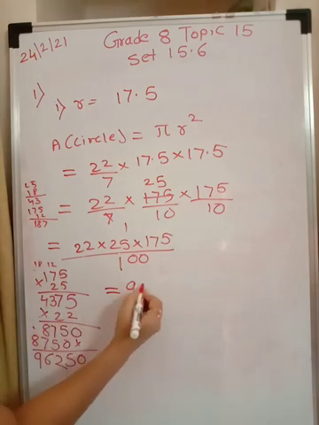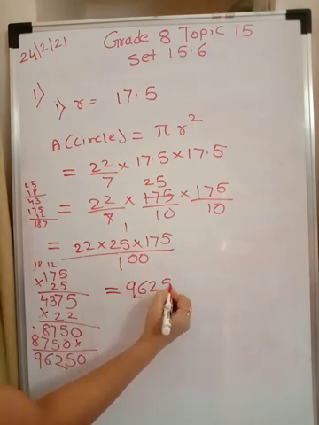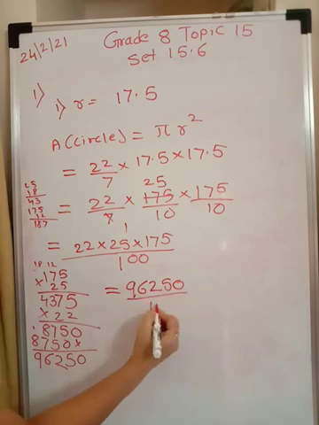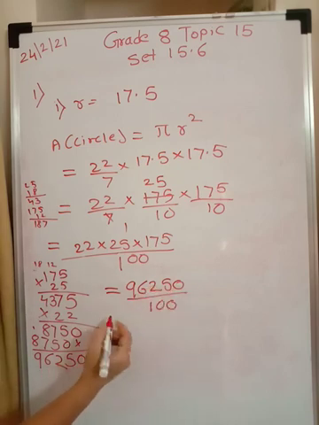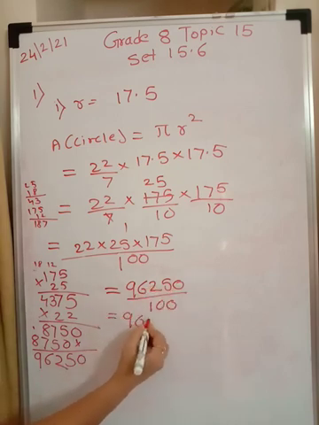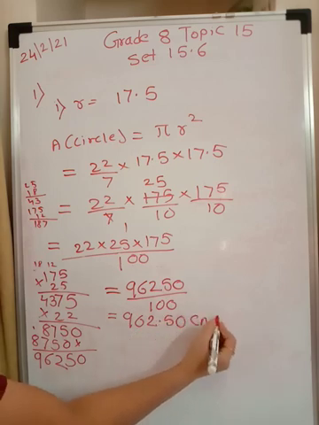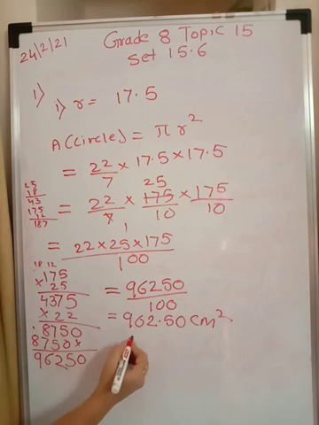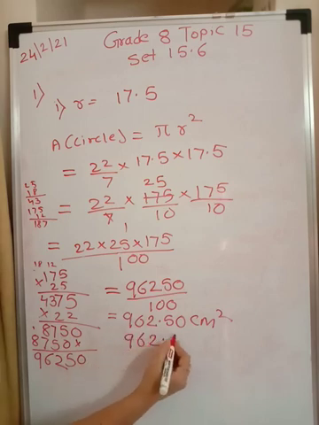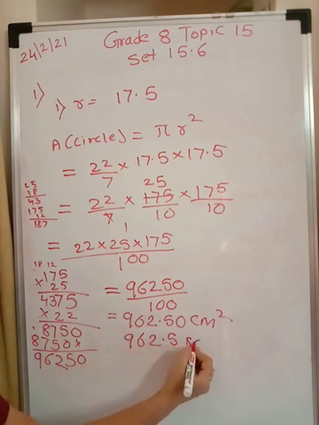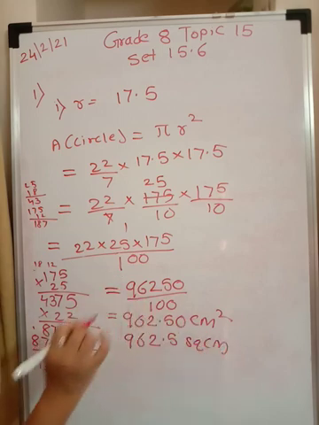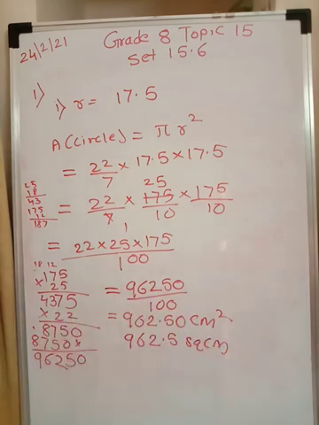So you have 96250 upon 100. After two numbers the point would come. So it is 962.50. This is also correct. Centimeter square, it is in centimeters. Or you can write 962.5 square centimeter. Both are correct. Got it? Be very confident about what you are doing.